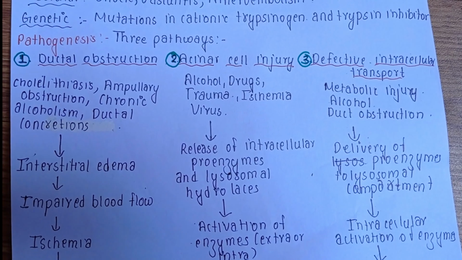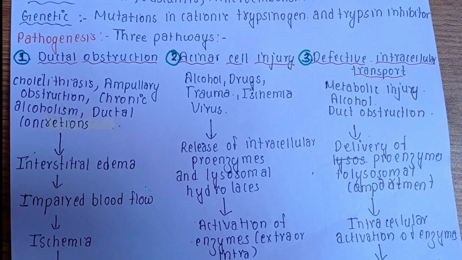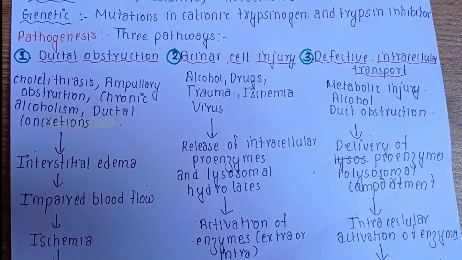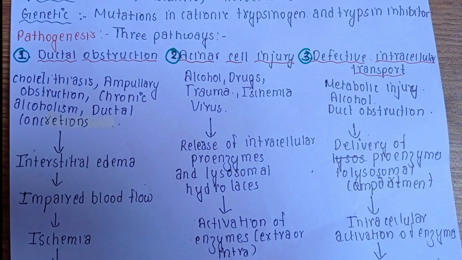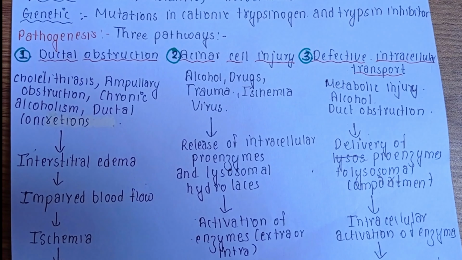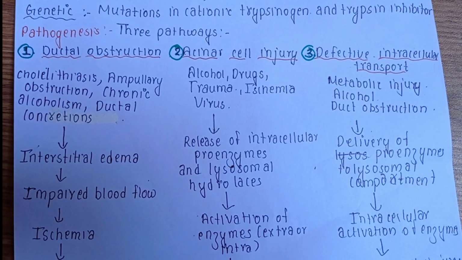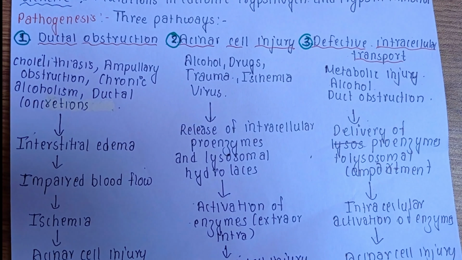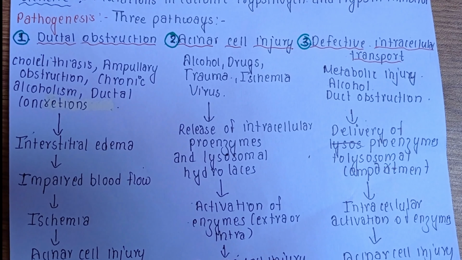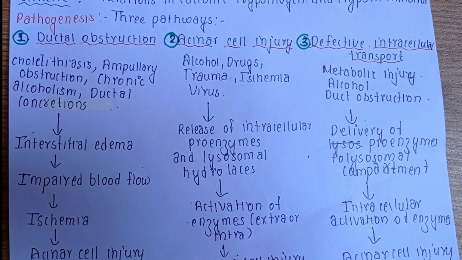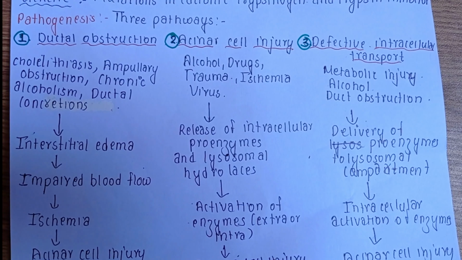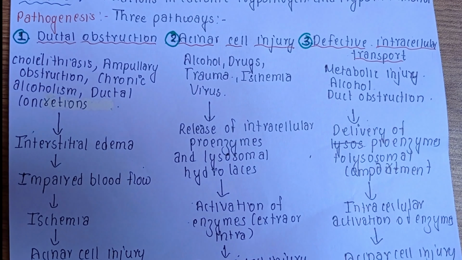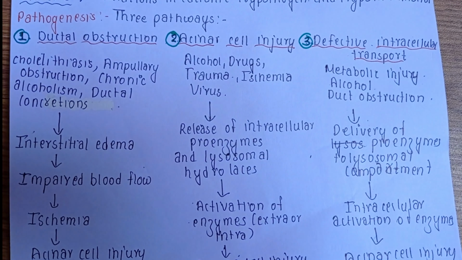Now let's go to its pathogenesis. Basically, there are 3 pathways, which include ductal obstruction, acinar cell injury, and defective intracellular transport. First, let's discuss ductal obstruction. Ductal obstruction is mainly caused by cholelithiasis, ampullary obstruction, chronic alcoholism, and ductal concretions. Cholelithiasis is the chronic form of gallstones.